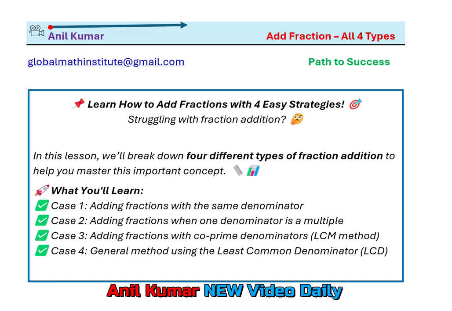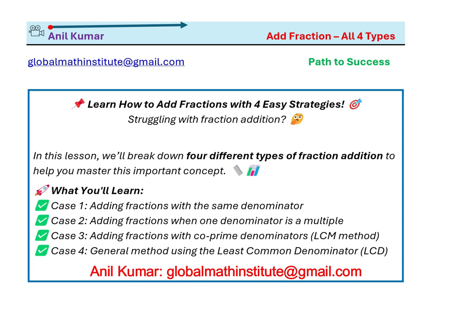Now, what are these four cases? Case one is adding fractions with the same denominators. So that's simple. You don't have to do much. But case two is adding fractions when one denominator is a multiple of the other. And case three is adding fractions with co-prime denominators. And case four is the general method, using the least common denominator method to add fractions. I hope it makes sense, right?